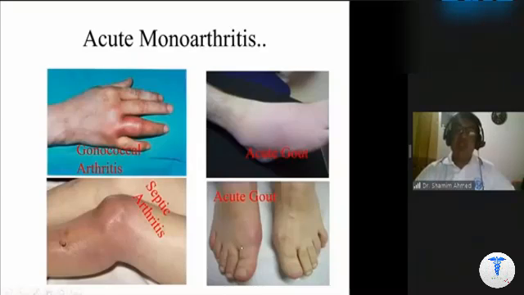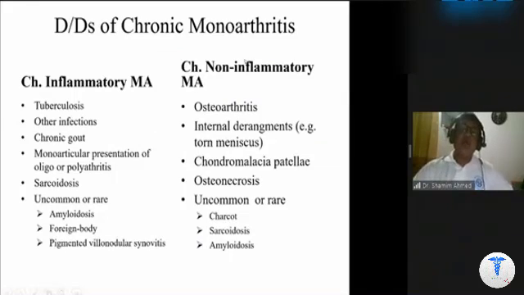And this is the typical presentation of gouty arthritis. This is also gouty arthritis involving the ankle joint and also soft tissue. And this is the presentation of septic arthritis. And this is gonococcal arthritis involving the MCP and PIP joints, and also tenosynovitis. Now, when a patient presents with chronic monoarthritis, it may be chronic inflammatory monoarthritis, or it may be chronic non-inflammatory monoarthritis.